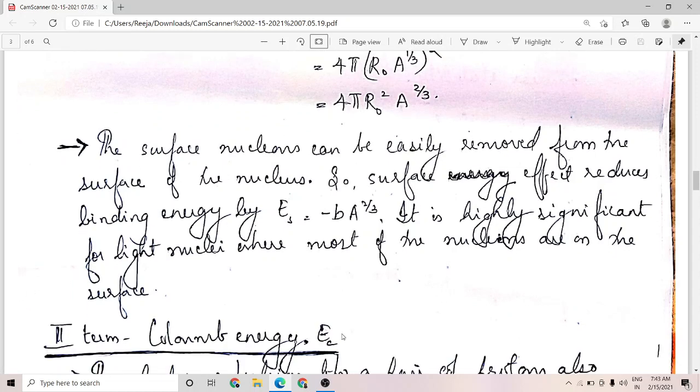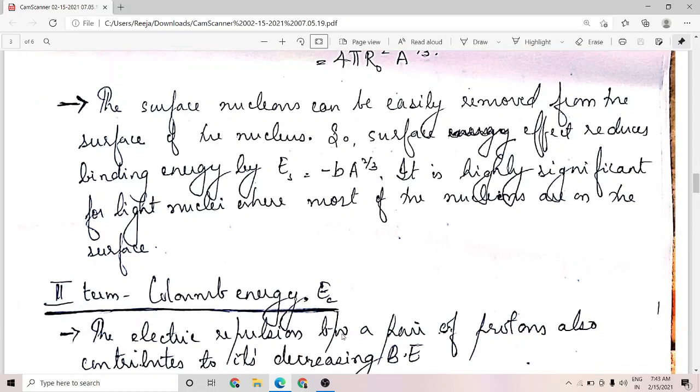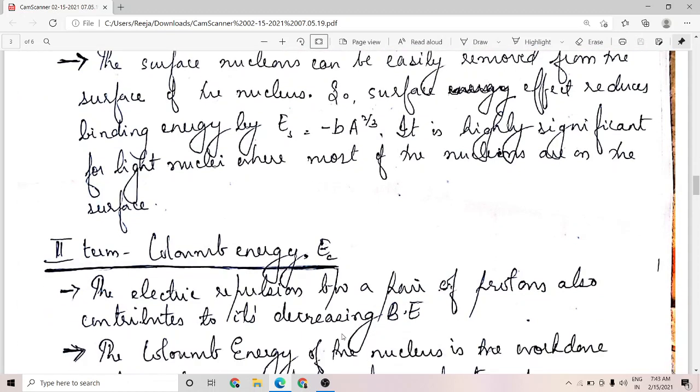Now, the third term in our binding energy equation is the Coulomb energy term. Here, the electric repulsion between a pair of protons is considered, and the repulsion between the protons also contributes to decreasing the binding energy. So, if there is more repulsion, you can very easily remove the nucleons from the nucleus, or the binding energy gets reduced.